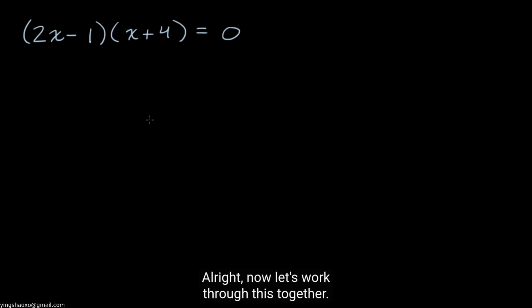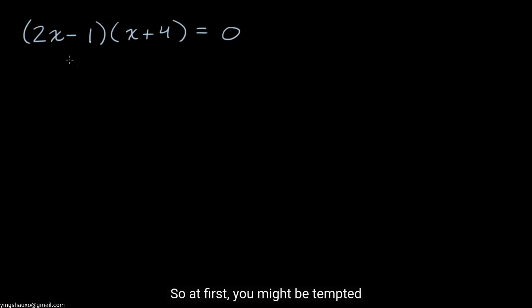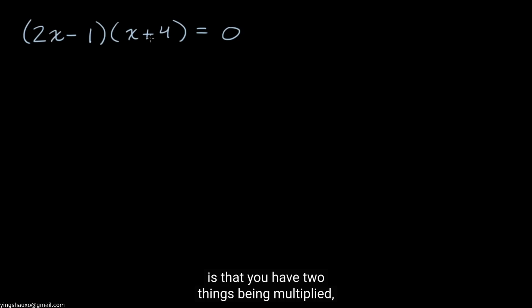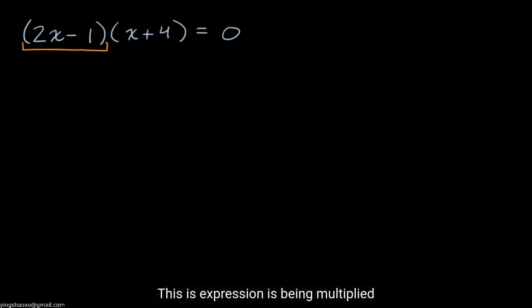All right, now let's work through this together. So at first, you might be tempted to multiply these things out, or there's multiple ways that you might have tried to approach it. But the key realization here is that you have two things being multiplied, and it's being equal to 0. So the first thing being multiplied is 2x minus 1. This expression is being multiplied by x plus 4. And to get it to be equal to 0, one or both of these expressions needs to be equal to 0.